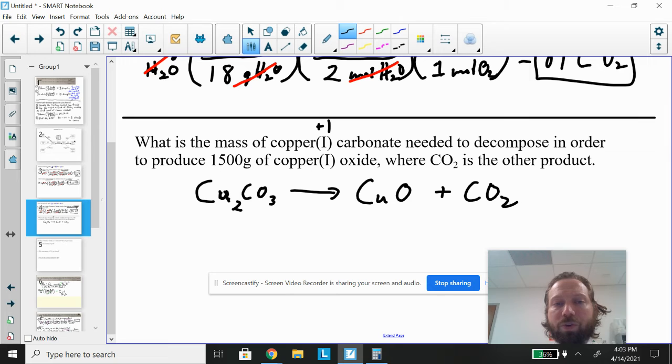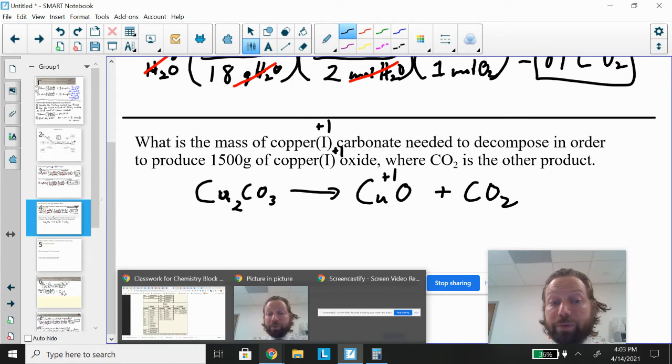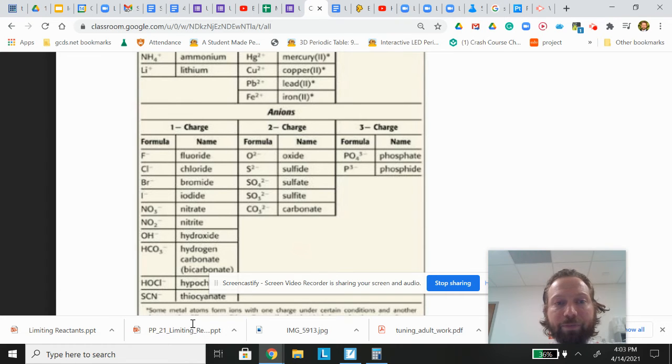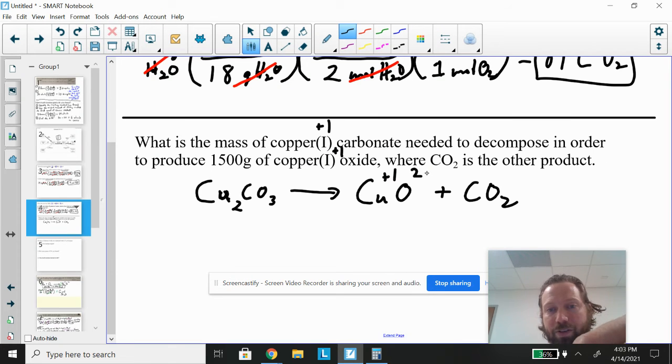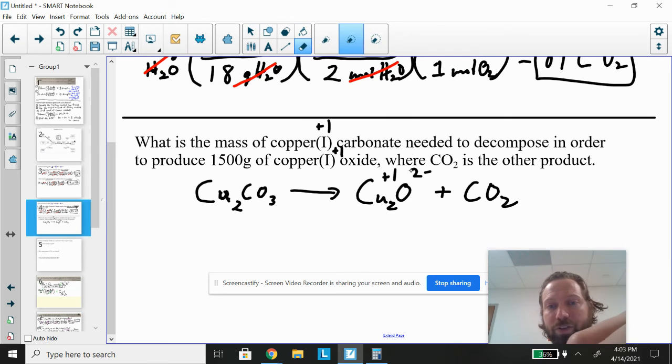So we can assume, again, that this is a Roman numeral 1, so this is +1. But again, we don't know what oxygen is. And if you don't remember, going back here is helpful. I notice that oxygen has a -2 charge. So if it's a -2 charge and copper has a +1 charge, those are not balanced. To balance them, I would need to have 1 more copper. So that makes it now +2 and -2 total. So now I'm good. I can remove that. So this is the equation.